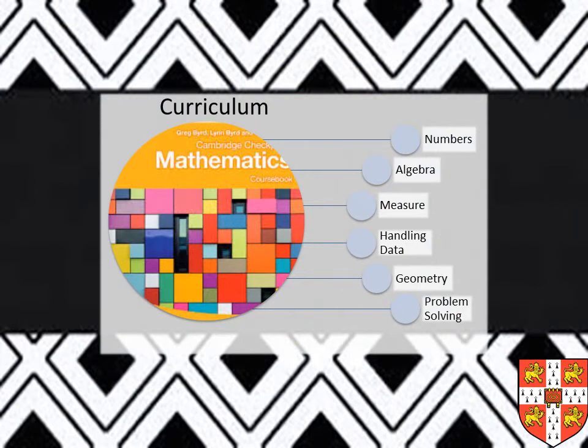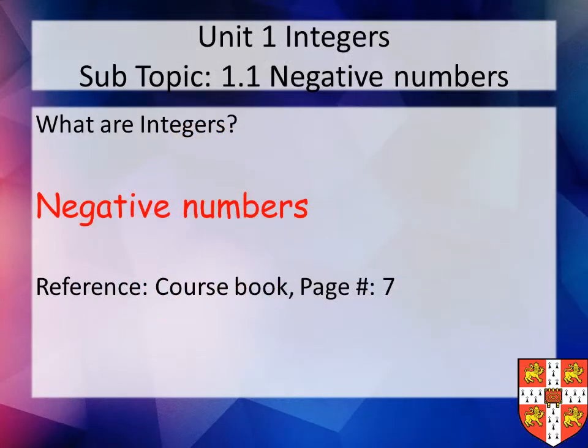So, the Cambridge Checkpoint math curriculum is divided into 6 parts: numbers, algebra, measurement, data handling, geometry, and problem solving. So, our unit 1 is integers, and our subtopic is negative numbers. We are going to understand what integers are, and what negative numbers are in this video. For reference, you can read page number 7 of your course book.